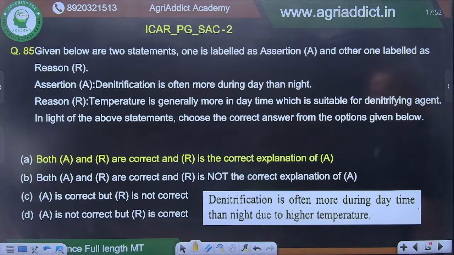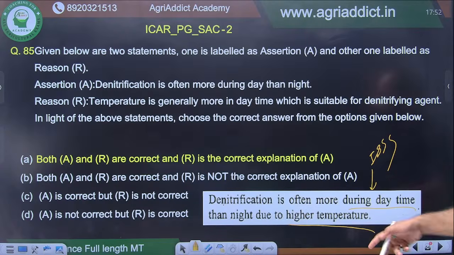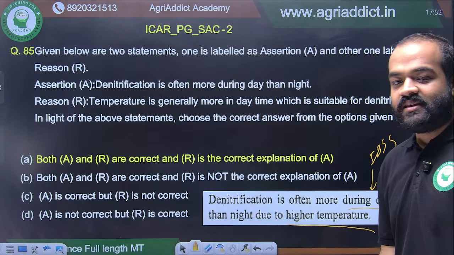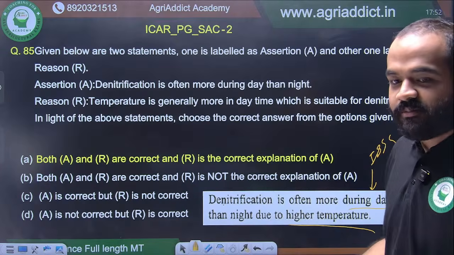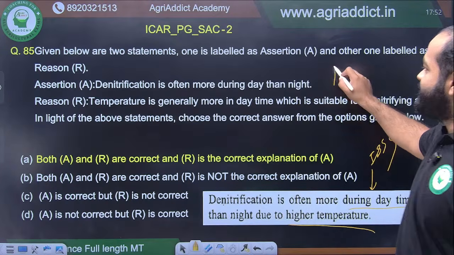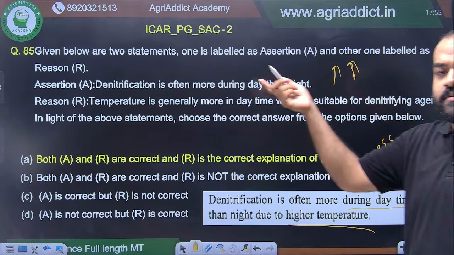This is a very straight question and it has been taken straight from ISSS. Denitrification is often more during daytime than night due to higher temperature. It's a simple thing. Any chemical reaction, any microbial or biochemical reaction, generally increases with increasing temperature up to an optimum, we all know.